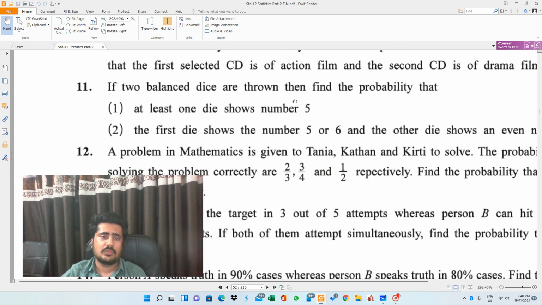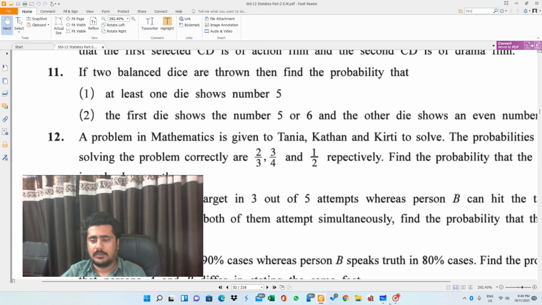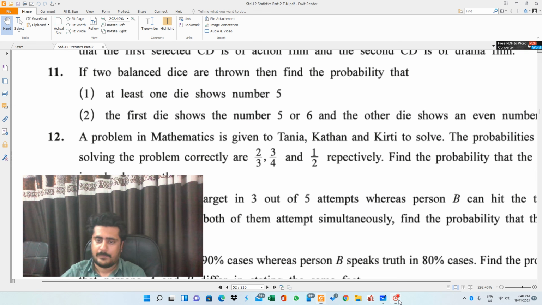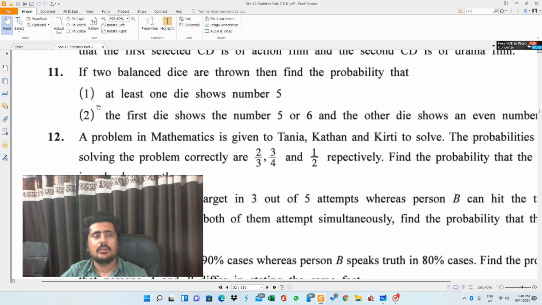This is sub question 1. The sub question 2 we will be going to do in lecture number 31. Okay, this lecture will be up till here only. We'll be doing sub question 2 in the next lecture.